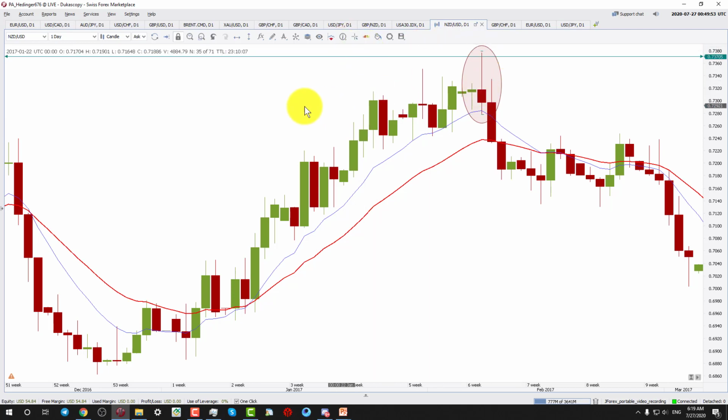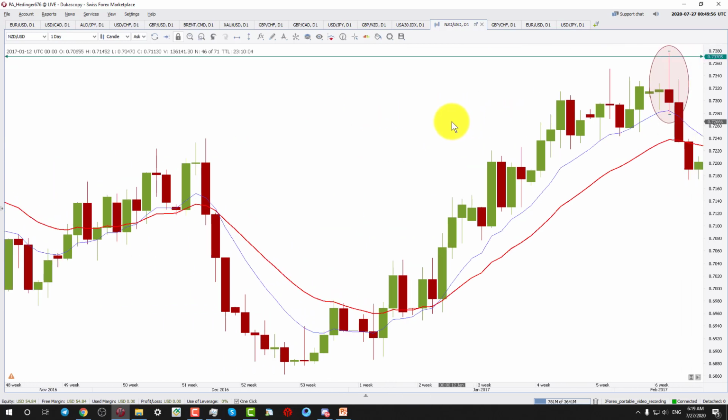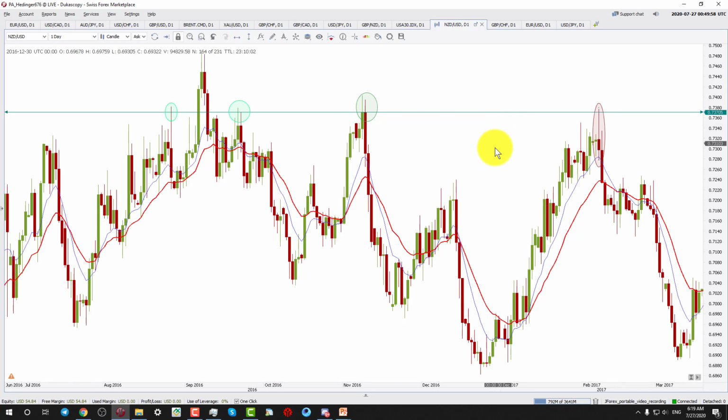Now we don't know what is going to happen in the future, so we will go into the past and see where the previous support for the price was. So the previous support for the price was here in this region.